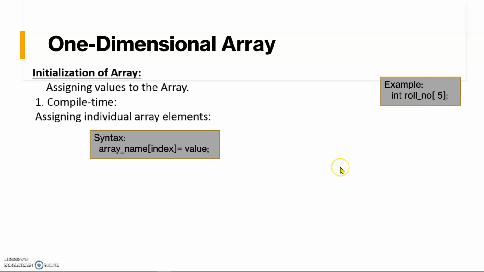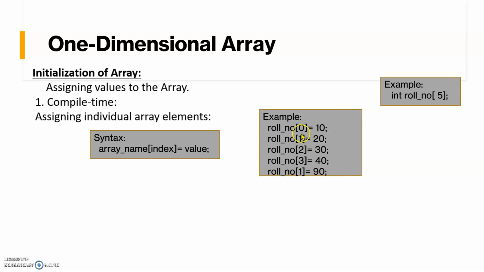Let us consider you have declared a roll number with 5 values. Then we can initialize individual values by using this index. So roll number 0th value, that means the first value, with 10, second value with 20. Indexing starts from 0 to 5 minus 1, which is 4.